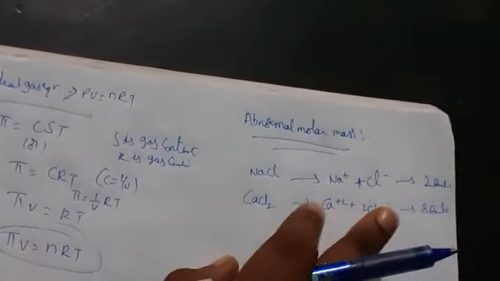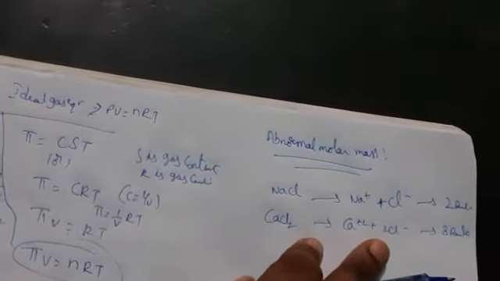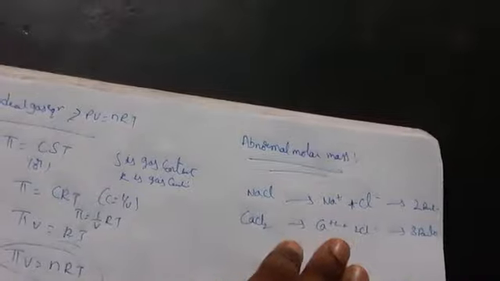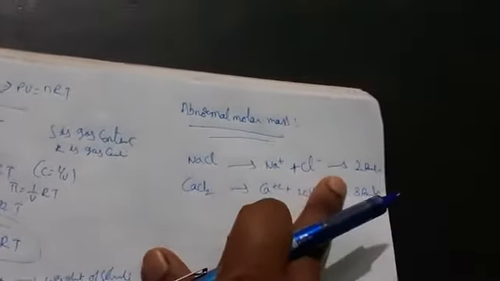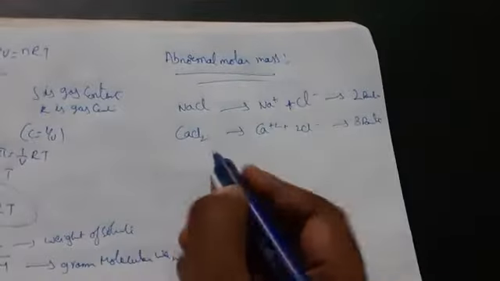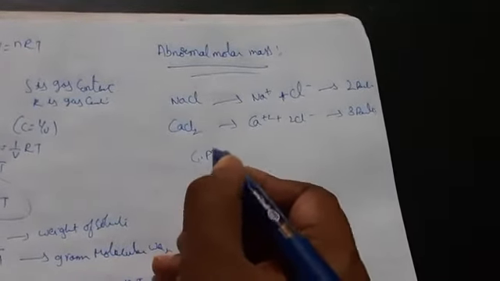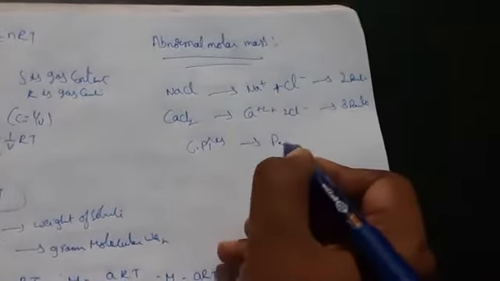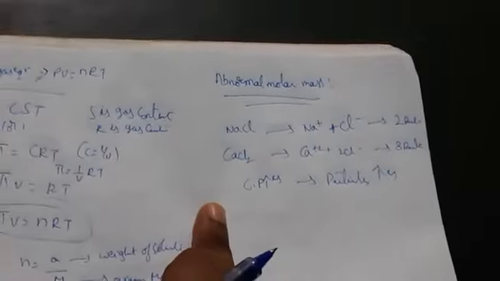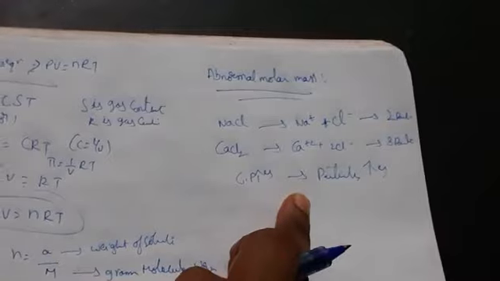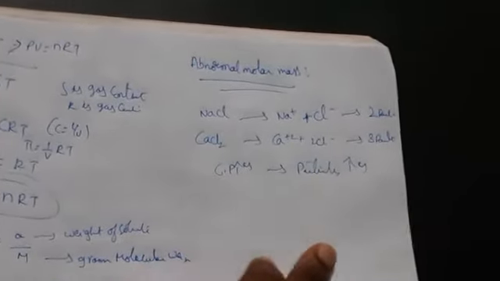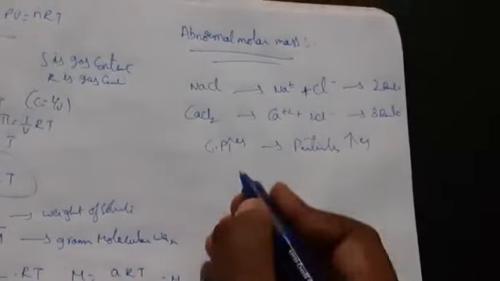Here NaCl undergoes dissociation into Na plus and Cl minus. Generally, if the number of particles increases, the colligative properties automatically increase. So by this we can say that colligative properties and the molecular weight of the solute are inversely proportional.